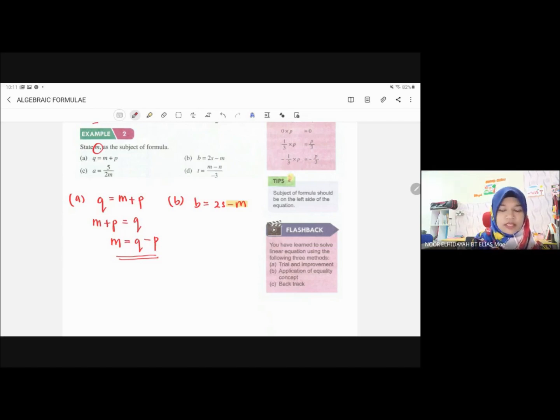So apa yang akan jadi kat sini? M plus B equals to 2S. Okay, so kat sini apa yang ada? B tu kita tak ubah lagi. Okay, B masih pada left hand side. M tu yang kita bawa supaya dia jadi positif.